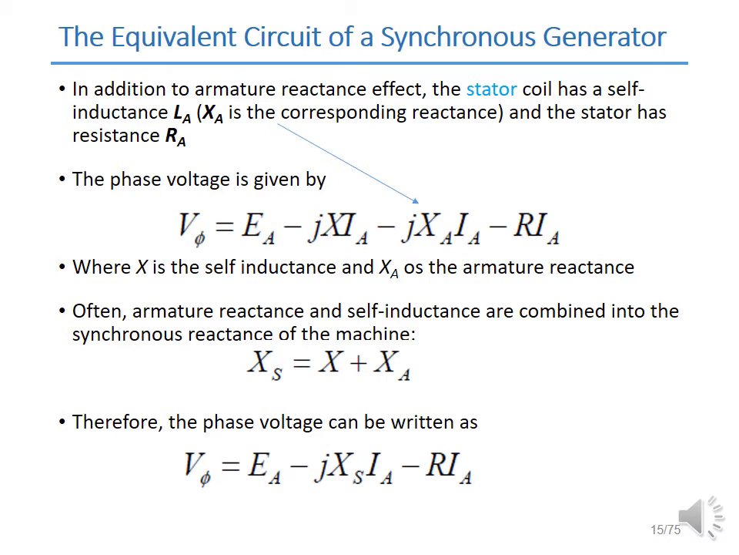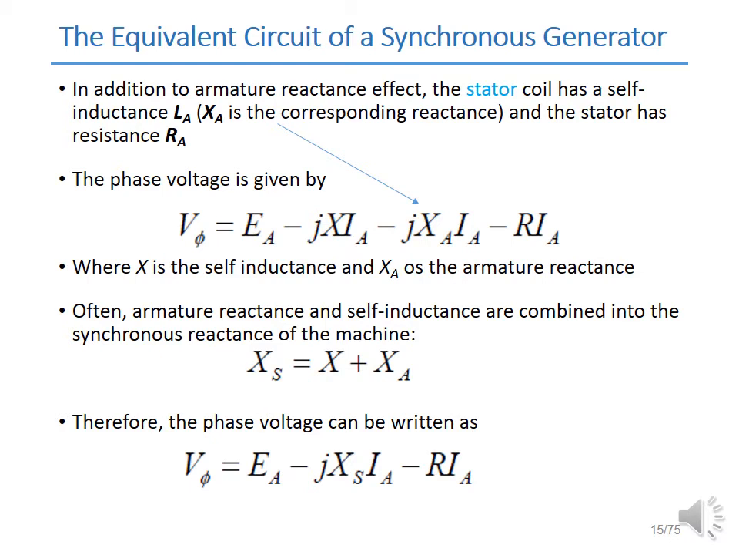For the equivalent circuit of the synchronous generator, in addition to the armature reactance effect, the stator coil has a self-inductance LA or XA as the reactance, and the stator has a resistance RA. So the phase voltage V_phi is equal to EA minus jXIA minus jXAIA minus RAIA.